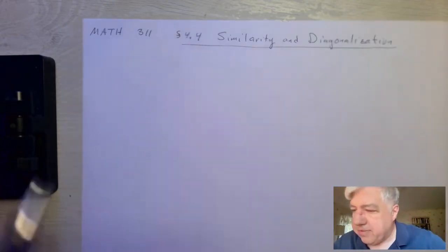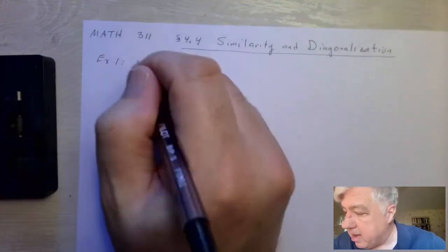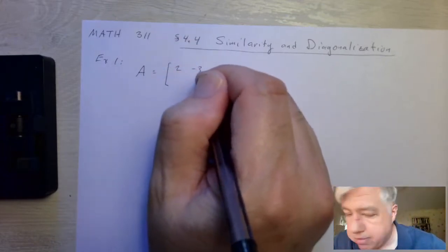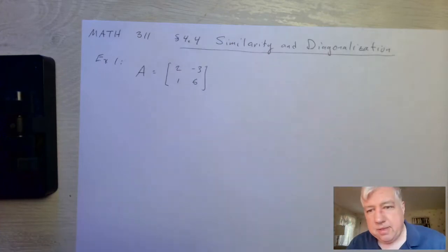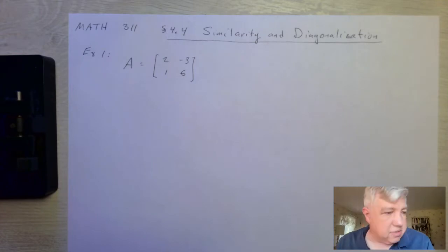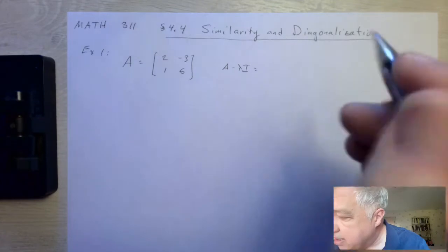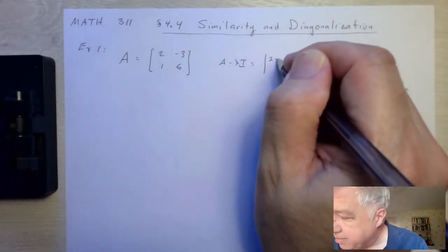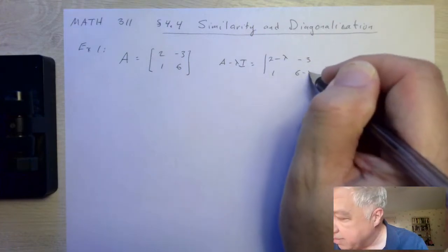So for our first example, I'm going to let A be the 2 by 2 matrix 2, -3, 1, 6. Let's find the characteristic polynomial and the eigenvalues and the eigenvectors. So A minus lambda I is going to be 2 minus lambda, -3, 1, 6 minus lambda.